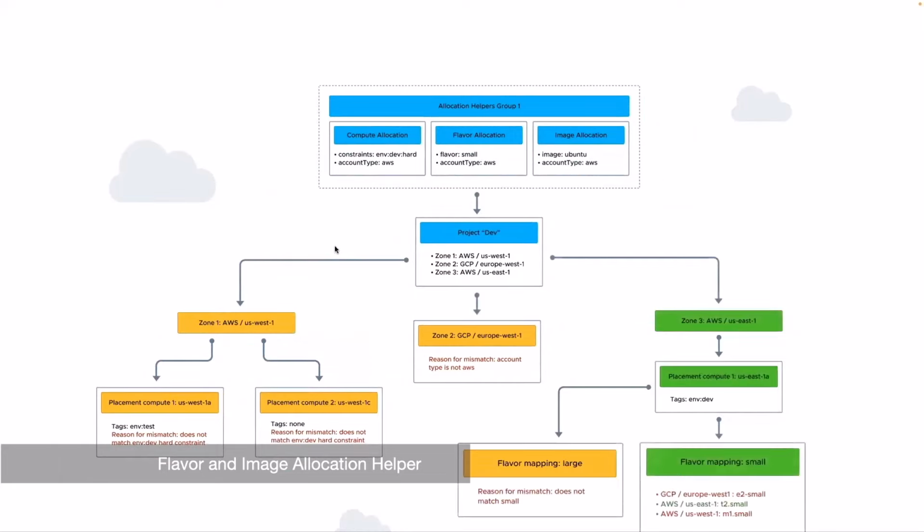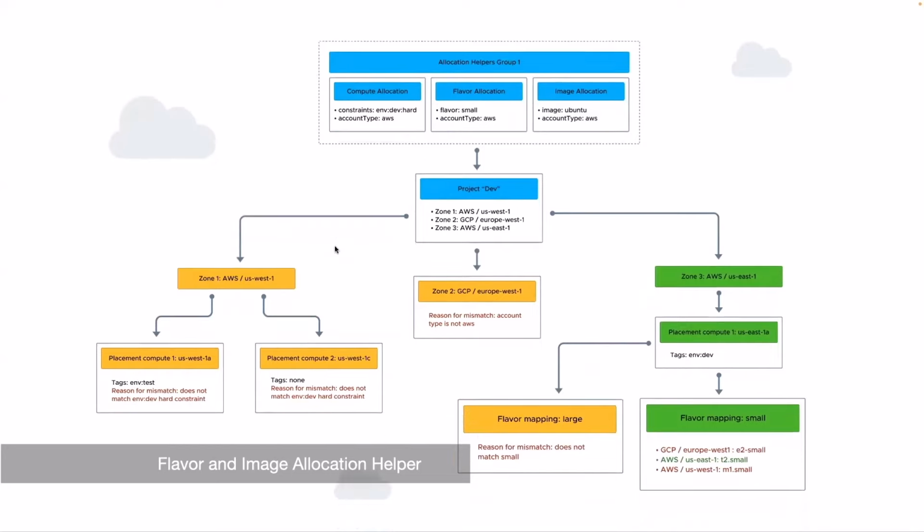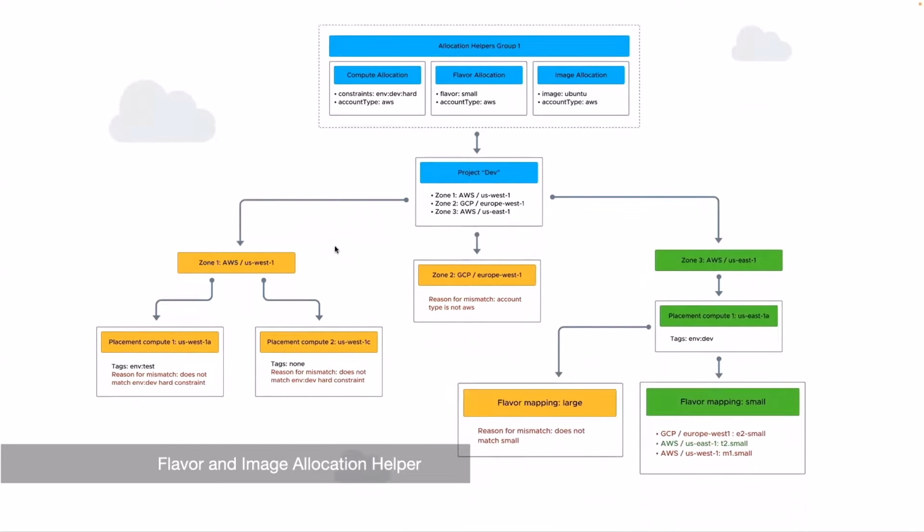Then, based on the flavor allocation helper, we look for a suitable flavor. The flavor mapping for large doesn't fulfill the criteria of the helper, so it's discarded. The flavor mapping for small matches the flavor property of the helper, and we have a flavor for the account and region chosen by the compute location, so T2 small would be selected. The other ones don't work together with the selected compute because they are in a different zone, so they won't be selected.